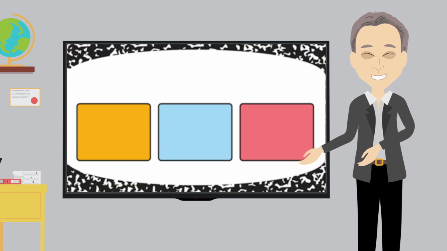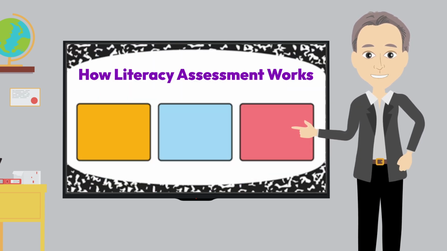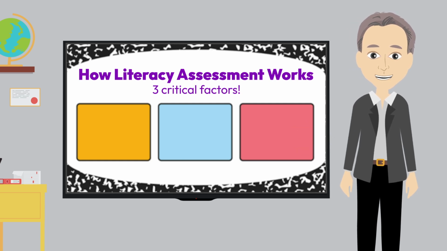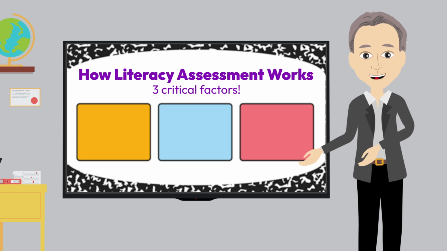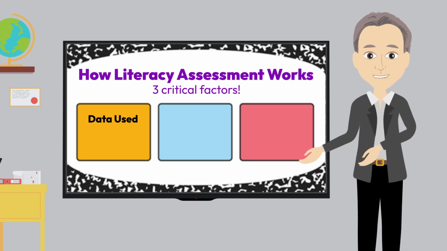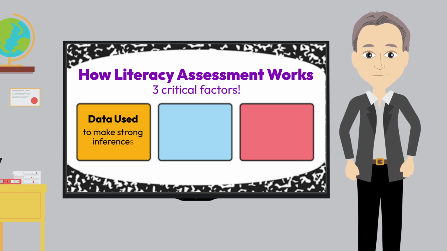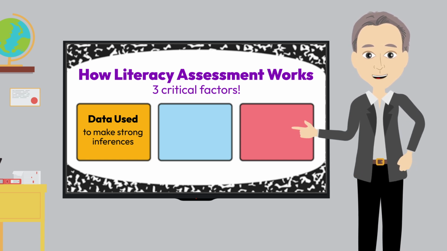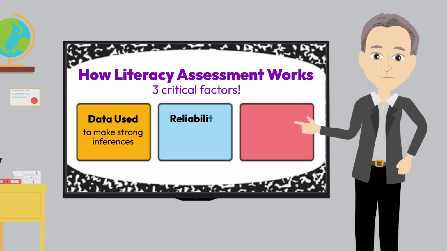Once we had established why we assess, we moved our attention to the big picture of how literacy assessment works, and we addressed 3 critical factors related to making sure that data collected is high quality and useful. The data has to yield enough of the right kind of information for us to use the data to make strong inferences about students' literacy development. For this to happen, we have to be sure that the assessments we use are reliable and valid.